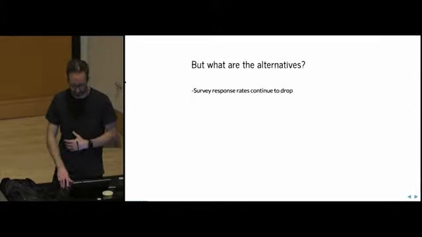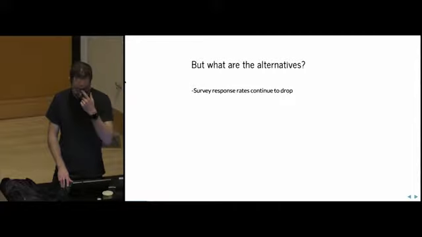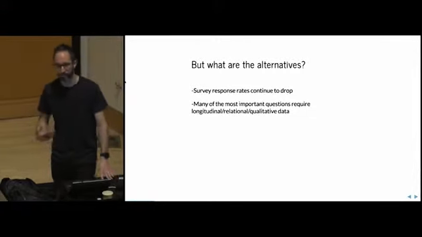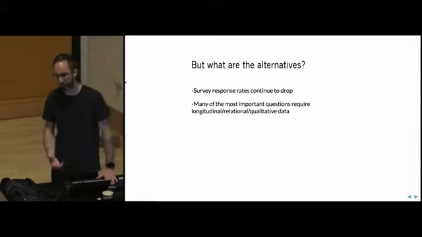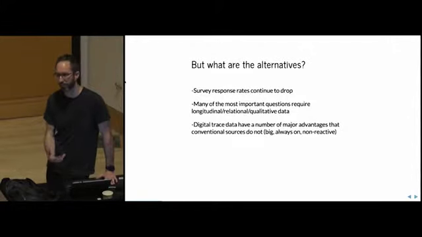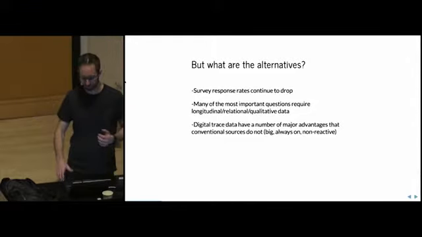And I'm going to argue that as survey response continues to drop, and as many of our most important questions require longitudinal data, relational data, qualitative or text-based data, we need to have a reckoning with these techniques. And we have to remember that there are fewer positives than weaknesses at this point, but those positives are big positives. So we have to figure out how to keep the good and deal with the bad.